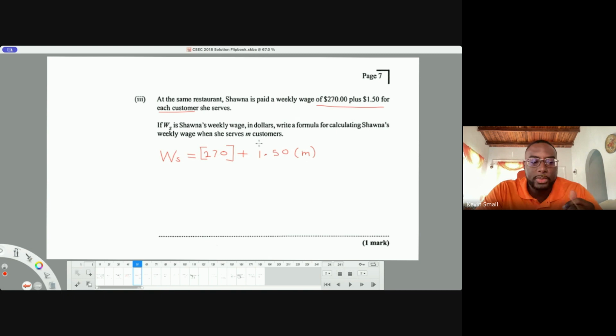So she gets 270 normally, and then $1.50 per customer additional as her commission. So this is a formula to represent how much she gets.